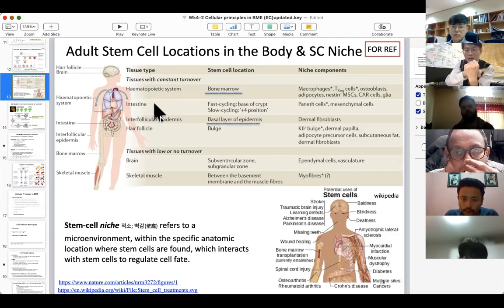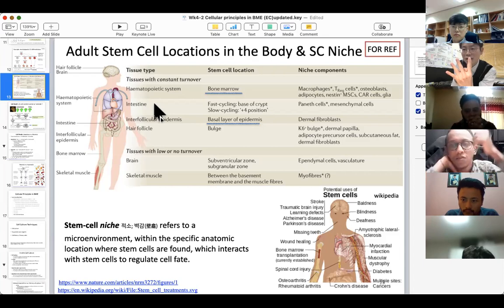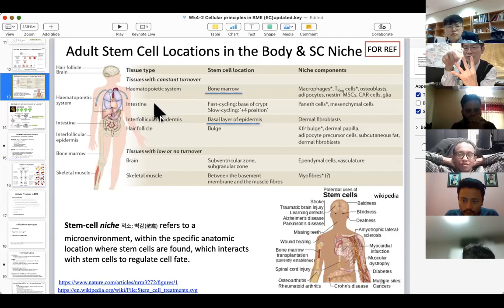And at the pit of the small intestine, there reside their stem cells, and they keep generating epithelial cells, and they push them toward the tip, and at the tip they fluff off. Okay, so their lifetime is only a couple of days. That's what's happening in our intestine. Hair follicle is another example.